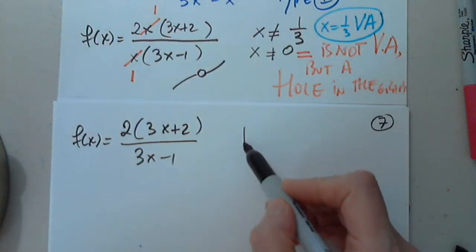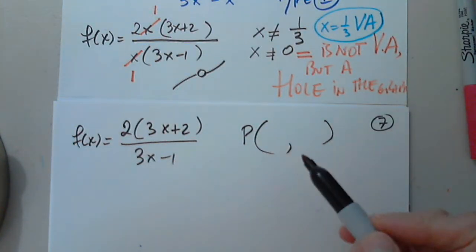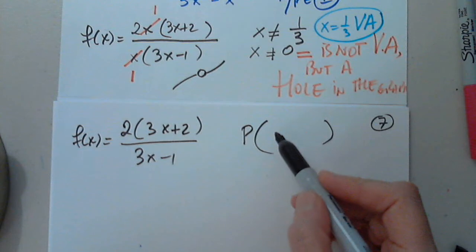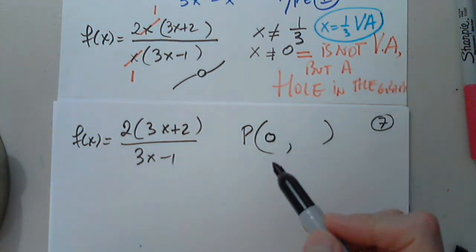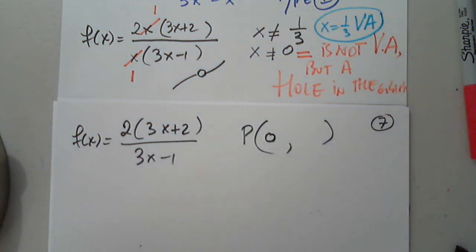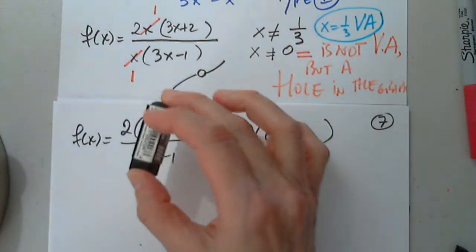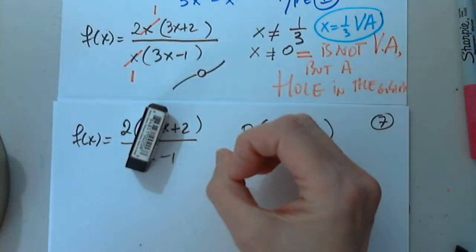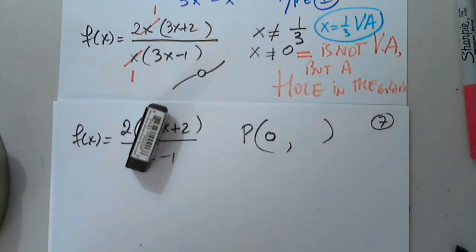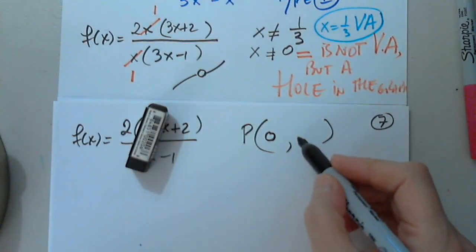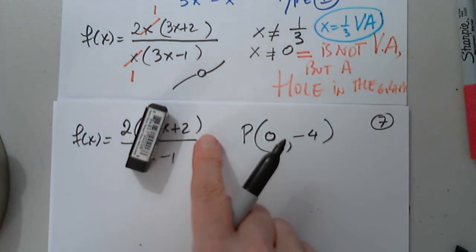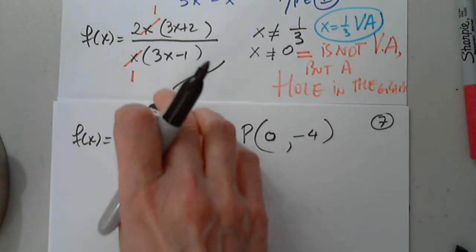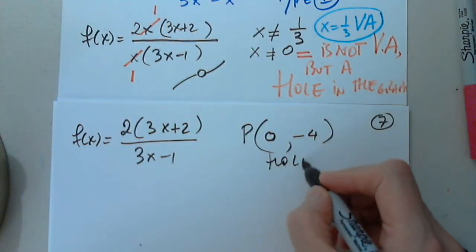Can I determine the point that is the hole? Yes. With x equals 0, plug in 0 in the simplified form. These two terms go away. So what is the y value of the hole? -4. Yes, exactly, -4. 2 times 2 is 4 divided by -1. Excellent. So this is the hole.